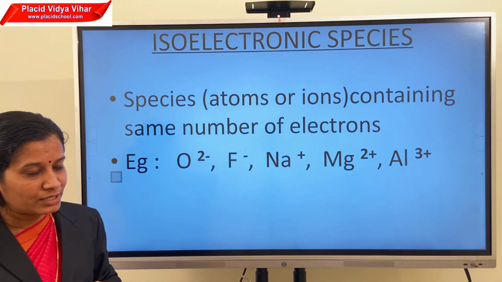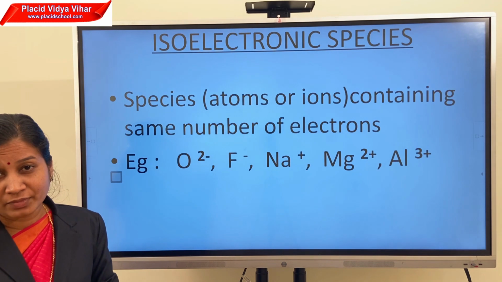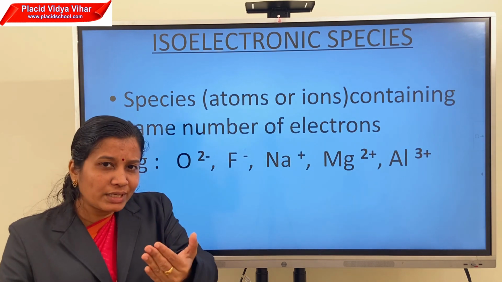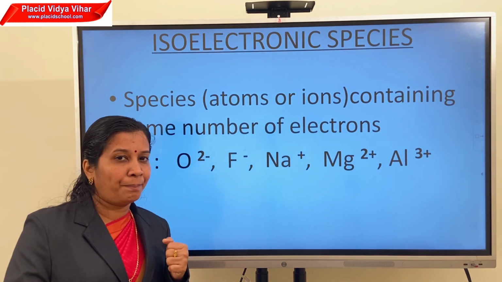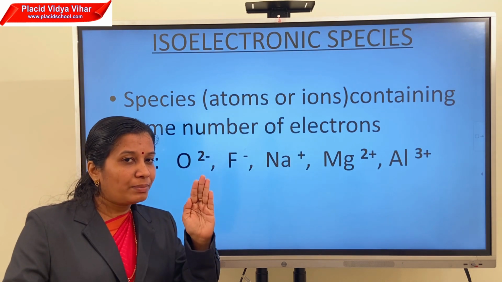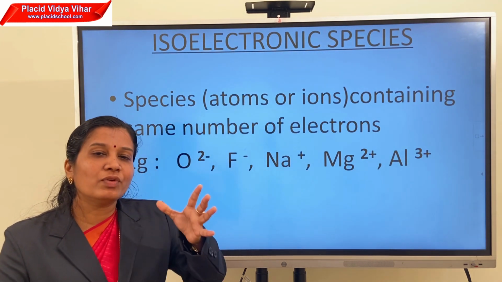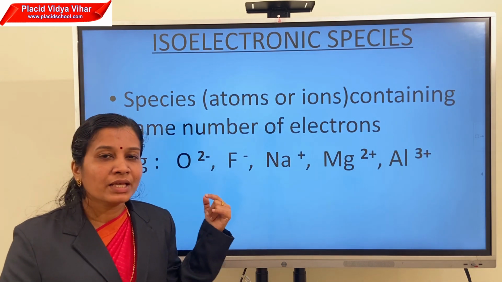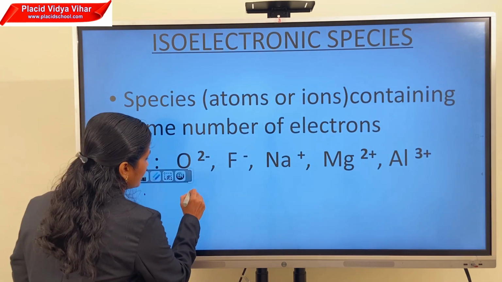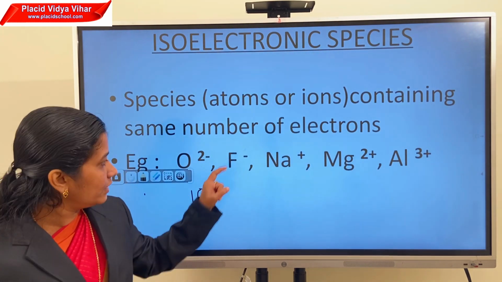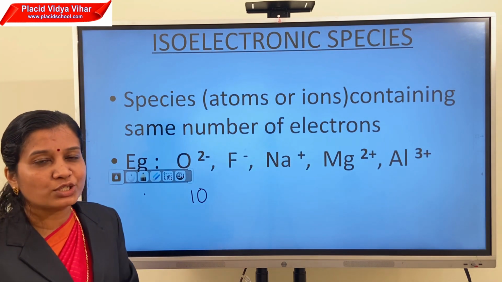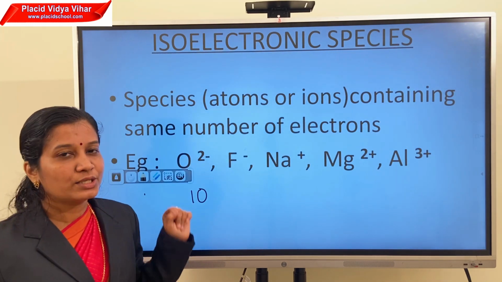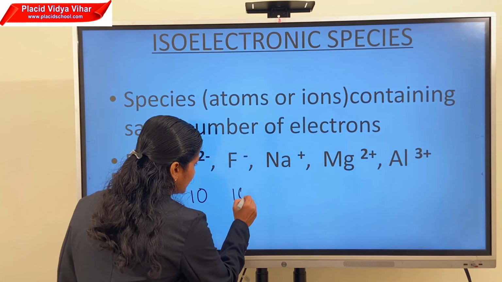So when we consider the examples, O2 minus. You know the atomic number of oxygen. What is that? 8. 2 minus means 2 negatively charged electrons are also there. So 8 is the atomic number, means if no charge is there, the number of electron is also 8. So 2 minus means 2 more electrons are added. So what is the number of electron in O2 minus? That is 10. Then in F minus, fluorine atomic number is 9. Then minus means 1 more electron is added. So the total number of electron is here also 10.